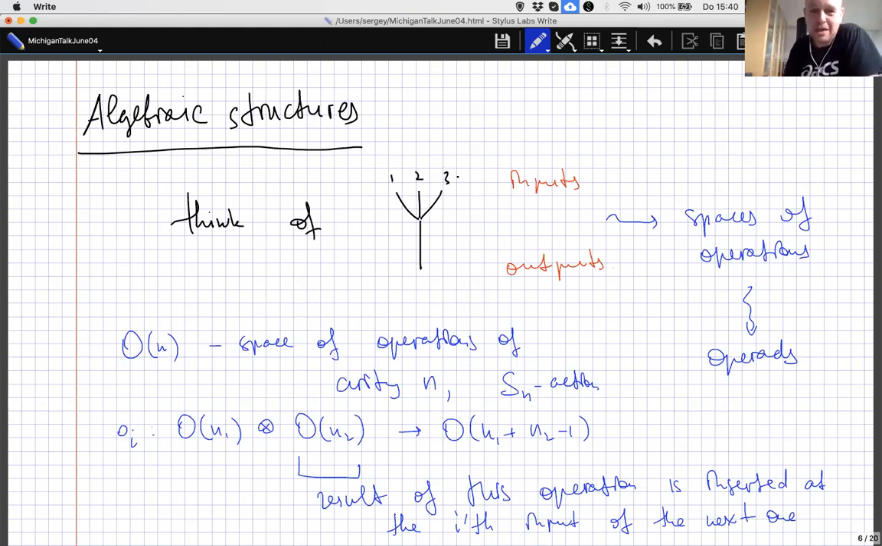So the point is the following. When we have some algebraic structure, for instance, associative algebra, commutative associative algebra, Lie algebra, Poisson algebra, or whatever else, the way we can think about them is to say that we have some operations that have inputs labeled 1, 2, 3. So for instance, 3 inputs and one output. So these guys are my inputs and this is an output.